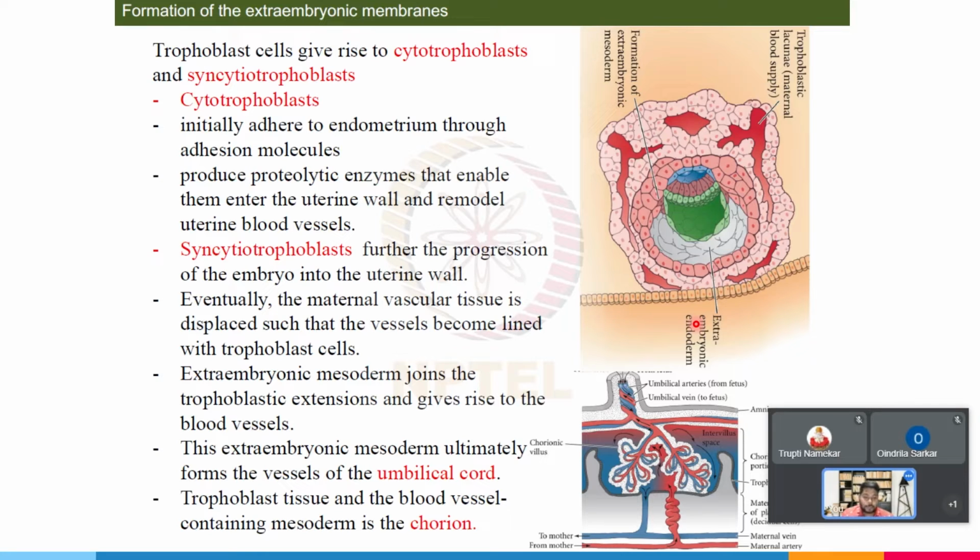The blood vessels themselves are essentially formed by the extraembryonic mesoderm, which joins the trophoblastic extensions and gives rise to the blood vessels. The extraembryonic mesoderm ultimately forms the vessels of the umbilical cord. So the extraembryonic mesoderm is essentially responsible for the formation of the umbilical cord itself. And the trophoblast cells, tissue and blood vessel containing mesoderm together are known as the chorion.